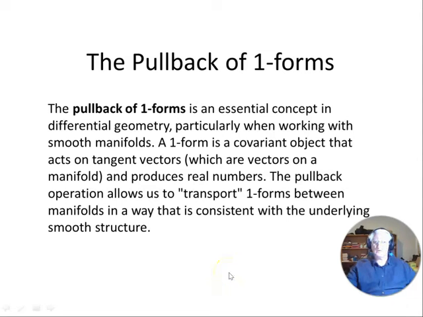Hello everyone, and welcome to this video on the pullback of one forms. Now it follows on from the series that deals with the push forward of vectors, and the two are related, as you'll see. Anyway, the pullback of one forms is an essential concept in differential geometry, particularly when working with smooth manifolds. A one form is a covariant object that acts on tangent vectors, which are vectors on a manifold, and produces real numbers. The pullback operation allows us to transport, to bring back, to move one forms between manifolds in a way that is consistent with the underlying smooth structure.